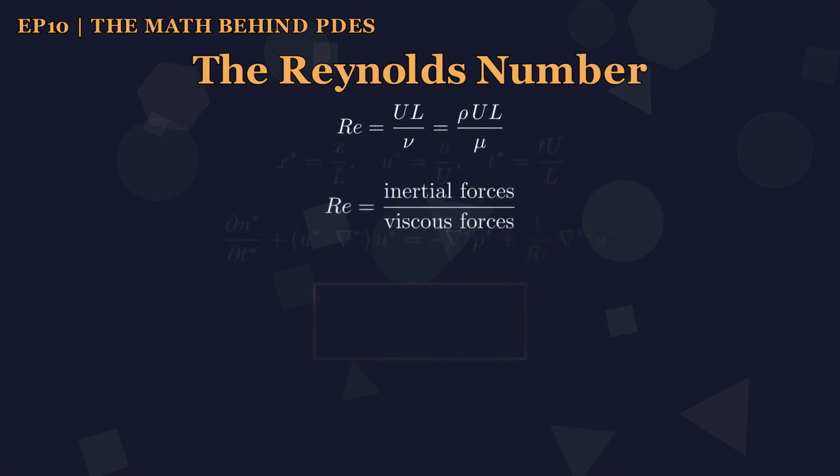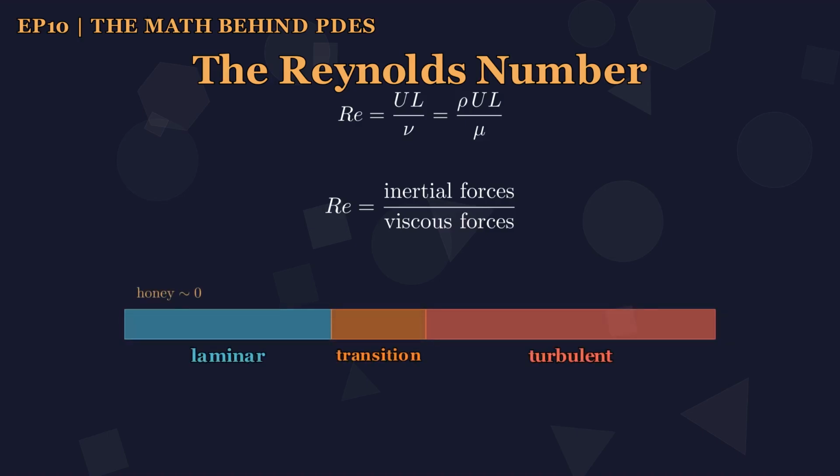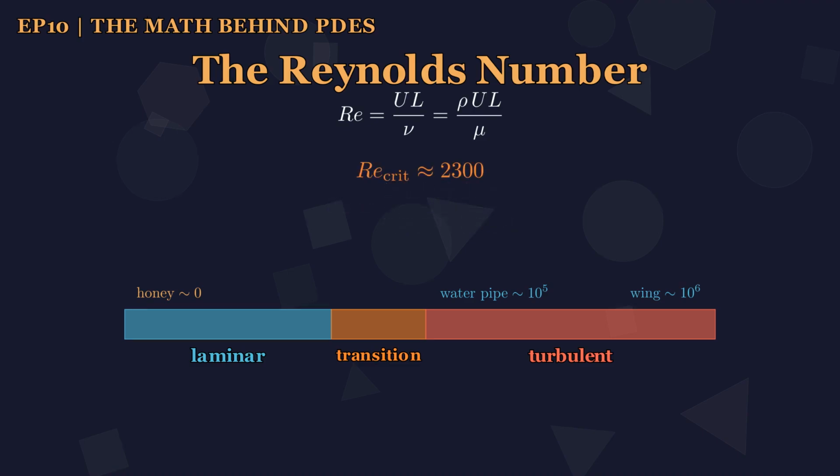The Reynolds number measures the ratio of inertial forces to viscous forces. When it is small, viscosity dominates. The flow is thick, smooth, and laminar like honey, with a Reynolds number near 0. When it is large, inertia dominates. Viscosity can no longer smooth out disturbances, and the flow becomes turbulent. Water in a pipe reaches 100,000, air over a wing, several million. Between these regimes lies a transition.